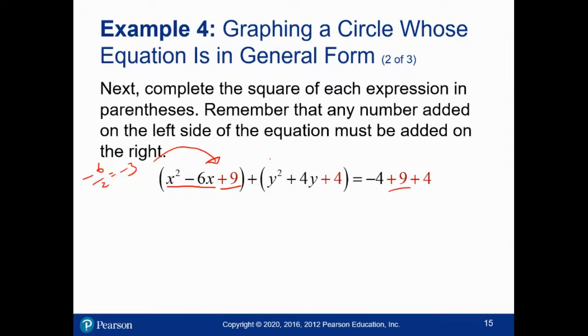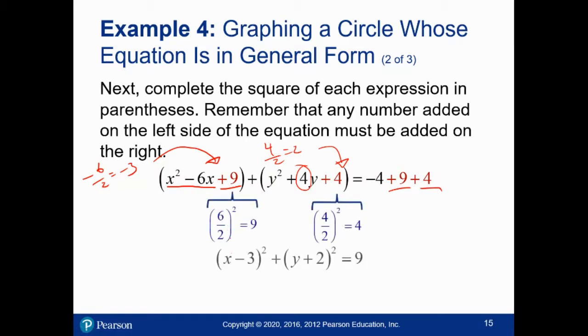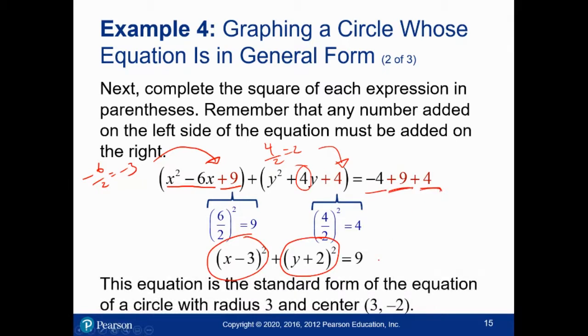For this term here, what's 4 over 2? It's 2. If I square it, we get 4. But if I add it to the left, I'd better also add it to the right. Because now, this simplifies as just x minus 3 squared, and this is just y plus 2 squared. And now on the right-hand side, we have a negative 4 plus 9 plus 4, which simplifies just to 9. And now we can recognize it pretty directly as having center 3, negative 2, with radius root 9, aka 3.